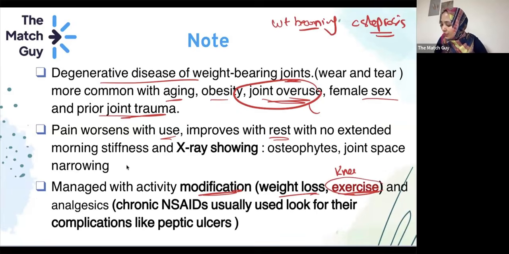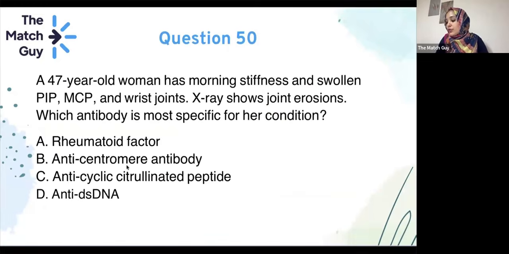Okay, let's take a look. And like we said, we're going to give NSAIDs, but be aware of the side effects of NSAIDs. Okay, what about this one? We have a 47-year-old woman. Look, she's a woman, and look at the age as well. Morning stiffness and swollen proximal, metacarpophalangeal, and wrist joints. There are joint erosions. So which antibody is specific? Look at this, it's asking specific. So that's why it's anti-cyclic citrullinated peptide.